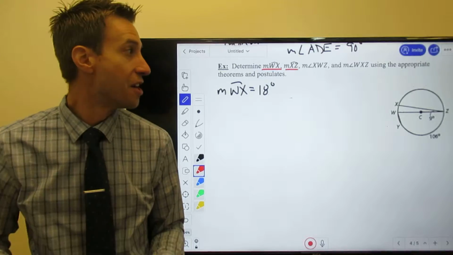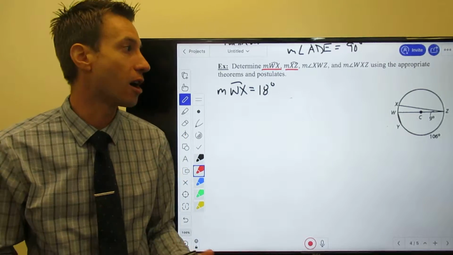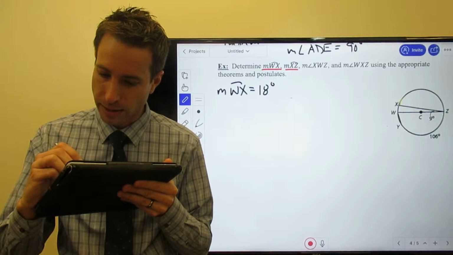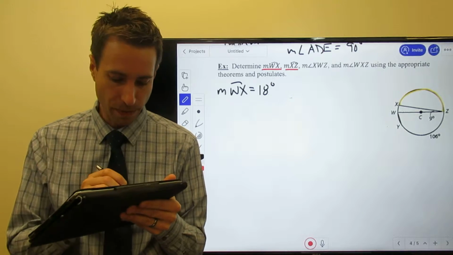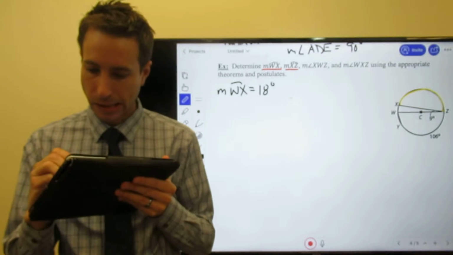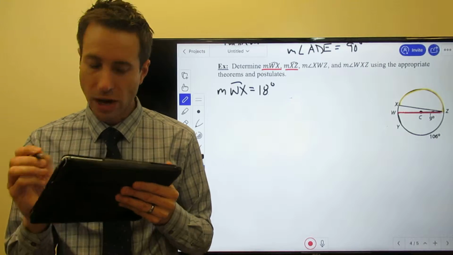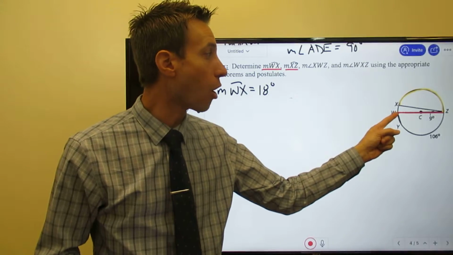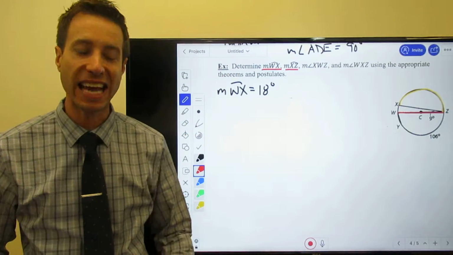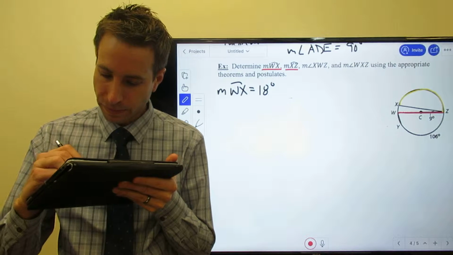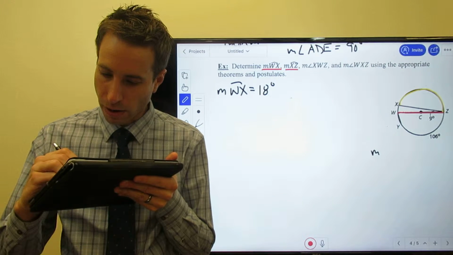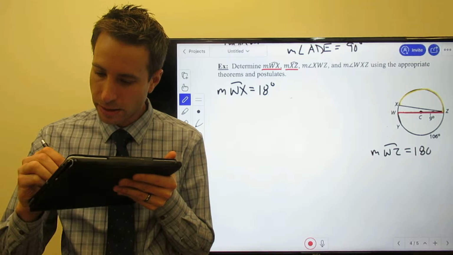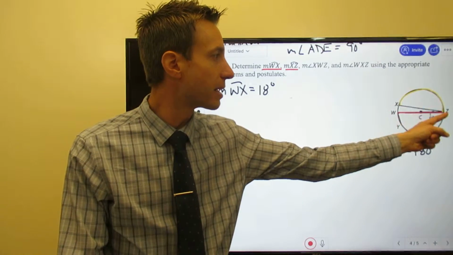I want you to find the measure of arc XZ. Okay, here we go. It's this guy right over here. All right, well, real quick, please notice WZ is a diameter, which means the arc WZ is 180 degrees. So the measure of arc WZ is 180 degrees. Why? Because it is a semicircle.